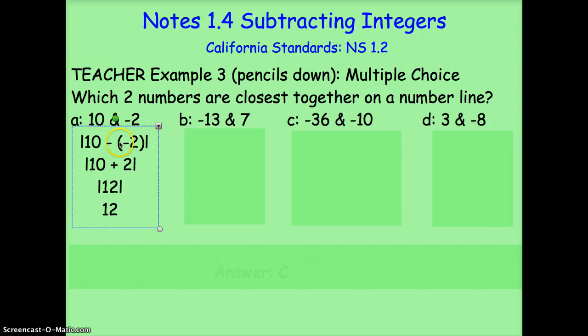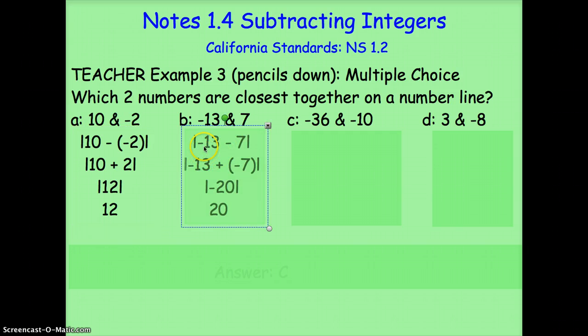Otherwise, if we take a look here, we're subtracting these two numbers, 10 minus negative 2, and then we're going to find the absolute value of our solution. So I skip, change, change, and get 10 plus 2, which is 12, and the absolute value of 12, of course, is 12. Okay, subtracting these next ones here, negative 13 minus 7, skip, change, change, and I get negative 20, and of course the absolute value of negative 20 is 20, so that means those are 20 spaces apart.